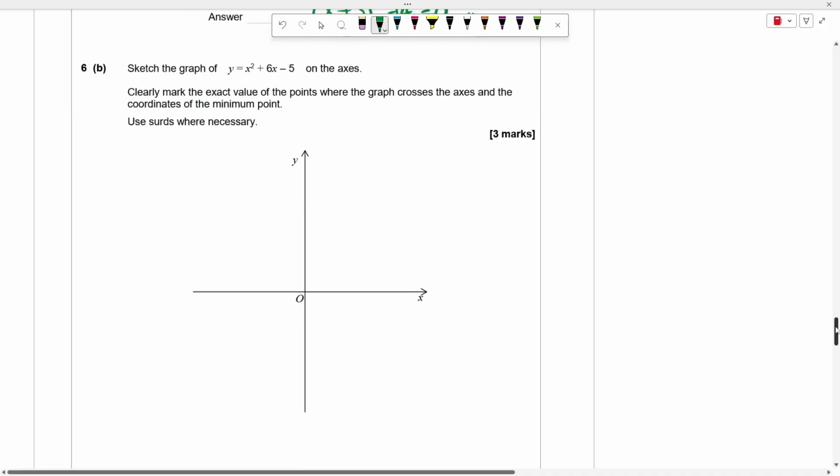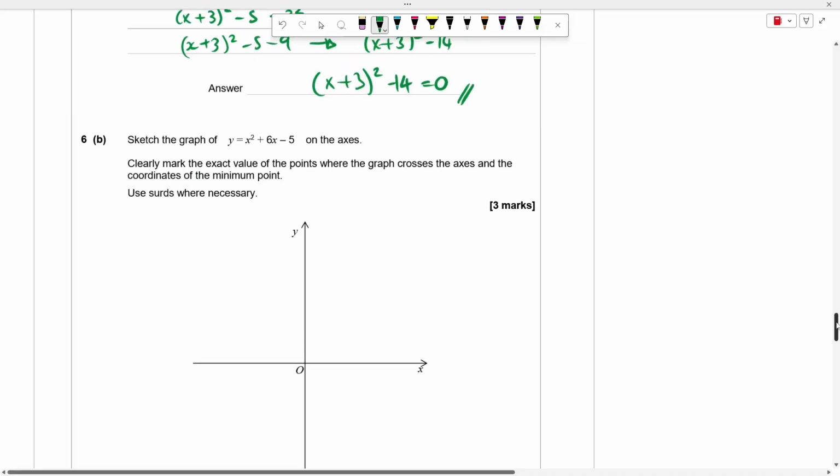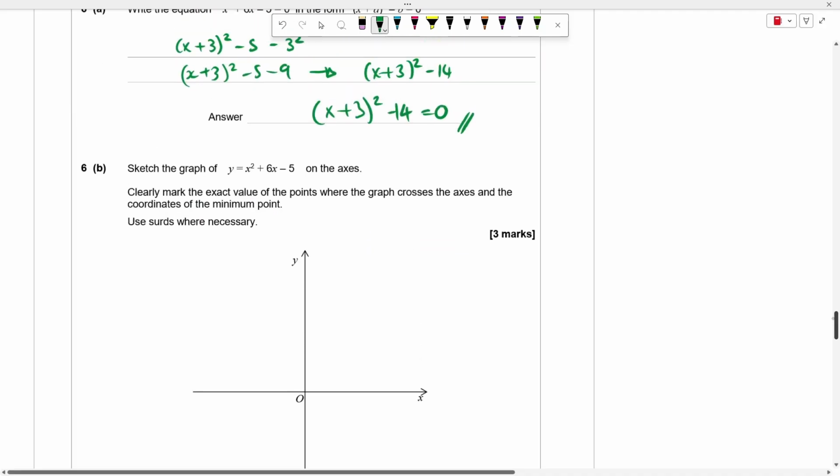Then moving on to question 8b, it says sketch the graph. Whenever you're sketching, there's a couple of things you need to mention. You need to show where it crosses the x-axis, and you also need to know where the y-intercept is. Now, as it's worth 3 marks, the x-intercept is found by solving x squared plus 6x minus 5 equals 0.